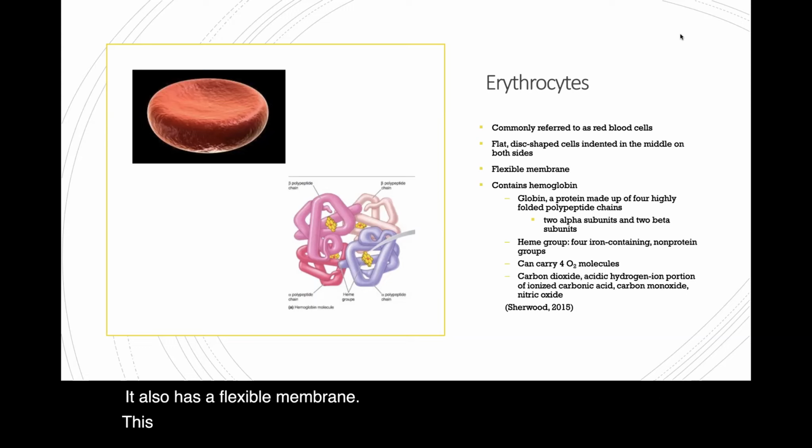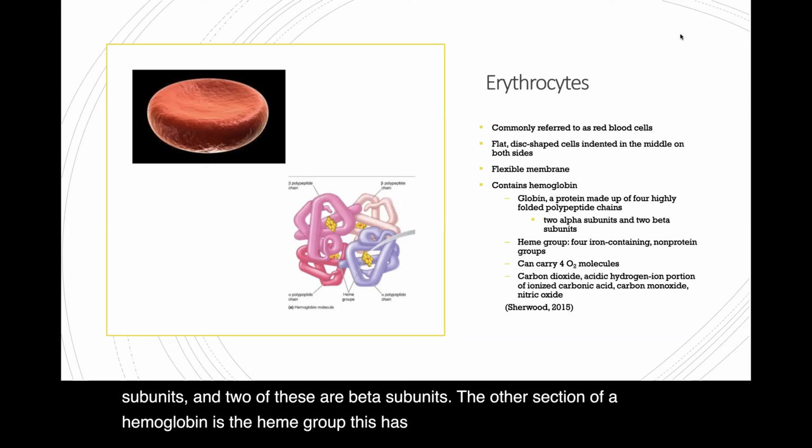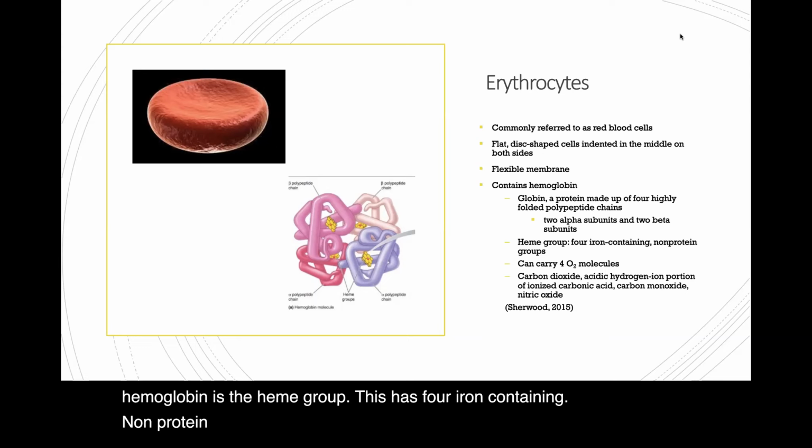Each of them contains hemoglobin, which is made up of globin, a protein that has 4 highly folded polypeptide chains. 2 of these chains are alpha subunits and 2 of these are beta subunits. The other section of a hemoglobin is the heme group. This has 4 iron-containing non-protein groups. So there are 4 heme groups within an erythrocyte.